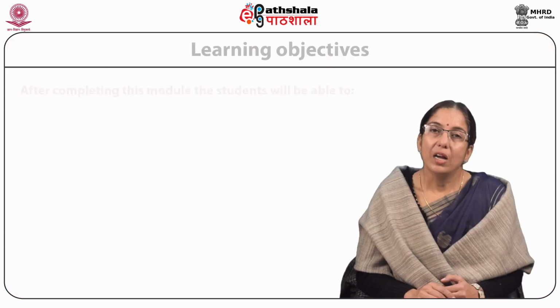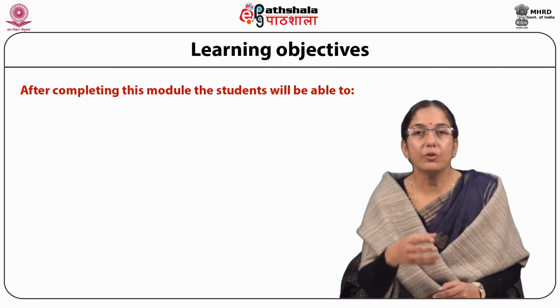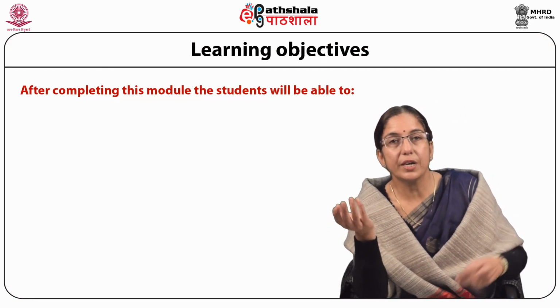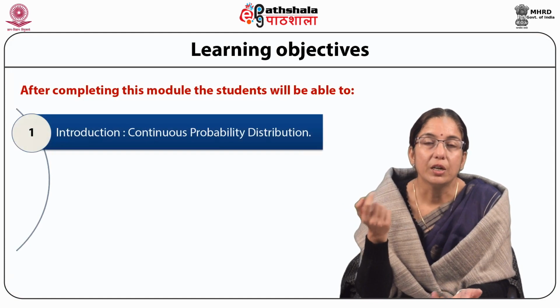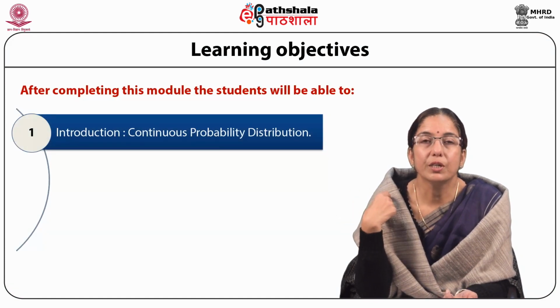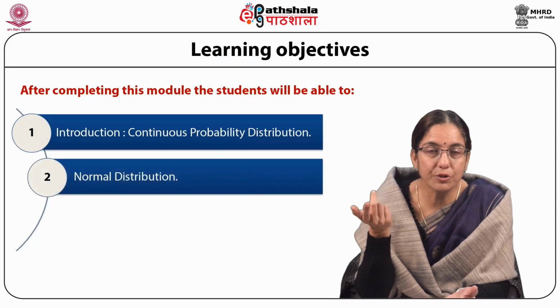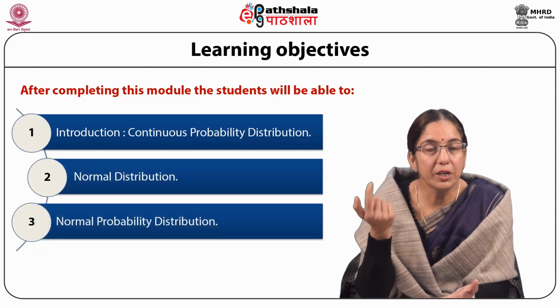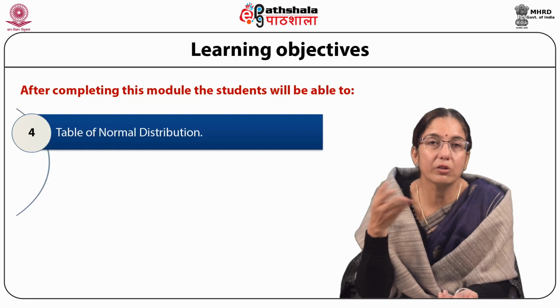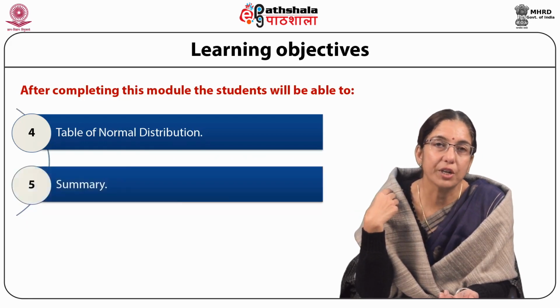Today we are going to talk on the module continuous distribution, normal distribution, normal curve, under the paper Quantitative Techniques for Management Decisions. After completing this module, you should be able to understand the introduction, continuous probability distribution, then what is normal distribution, normal probability distribution, then tables are also discussed for the normal distribution, and in the end, summary.